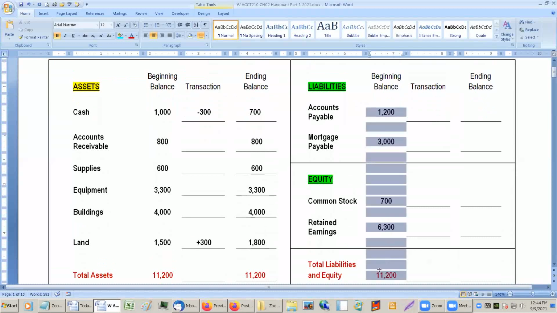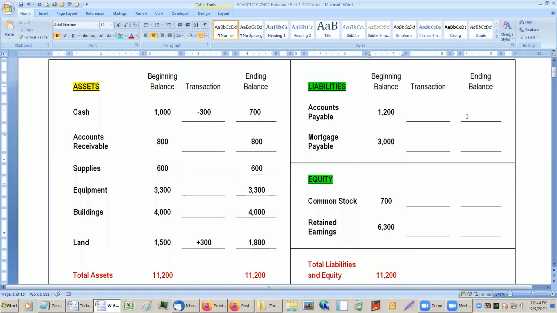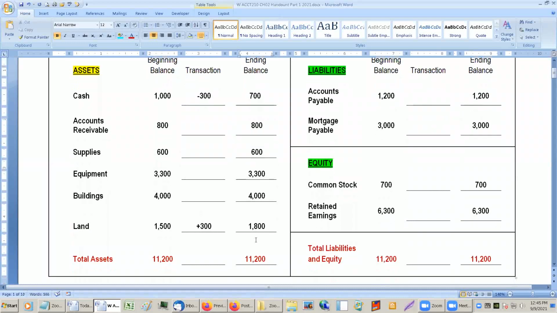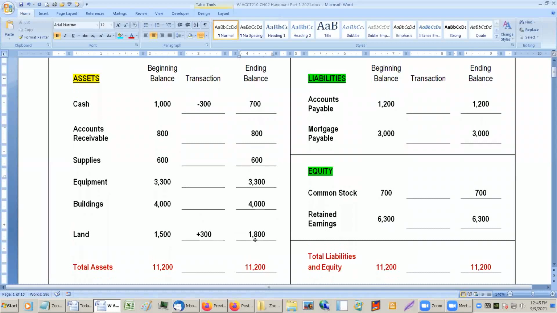So because we bought more land, does that mean that our value of the land went up? I see that it changed, it went to 1,800. So is that our value of the land, or is that how much our land is worth? It's actually what you paid for it. Oh, okay.